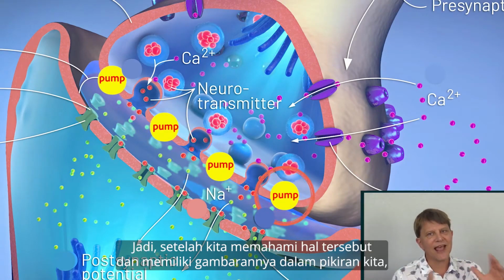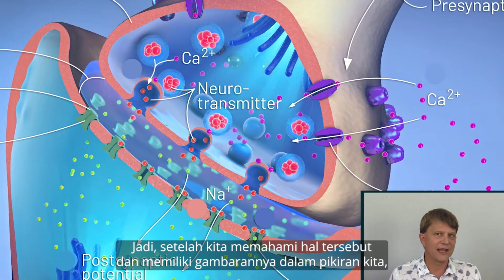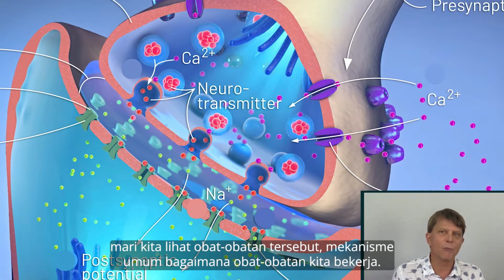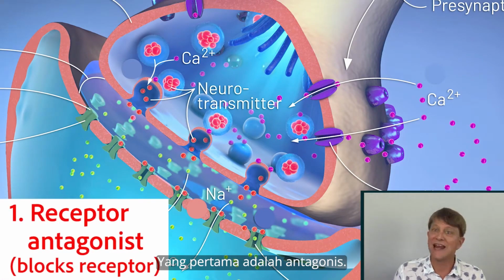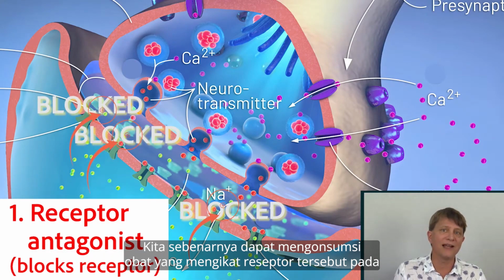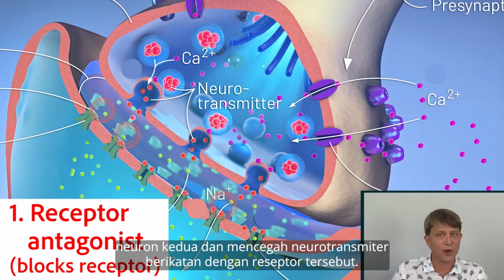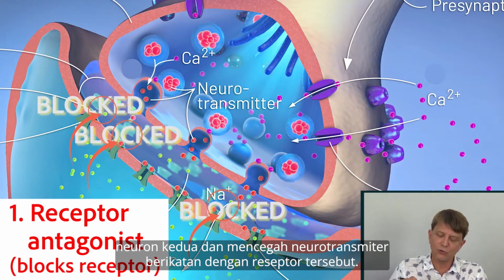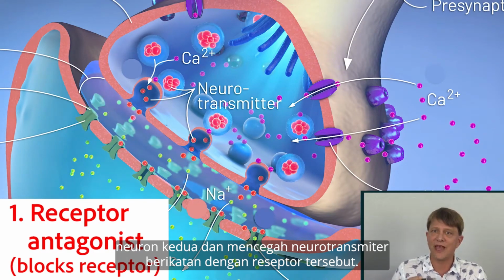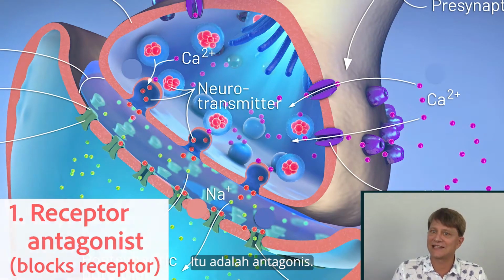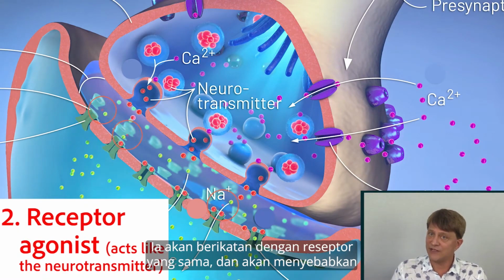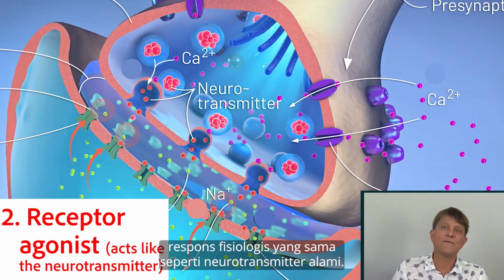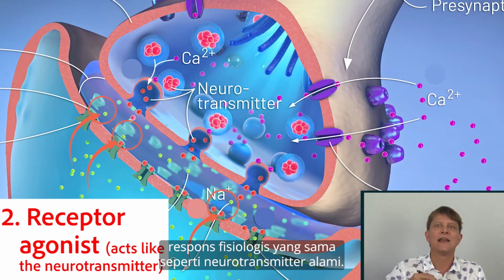So now that we've got a picture of that in our mind, let's take a look at the drugs, the general mechanisms by which our drugs act. Well, there's a number of ways. The first one is an antagonist. We can take a drug that binds to that receptor on the second neuron and prevents the neurotransmitters from binding onto that receptor. That's an antagonist. A second way is to have an agonist. It would bind to that same receptor and cause the same physiological response as the natural neurotransmitter would.